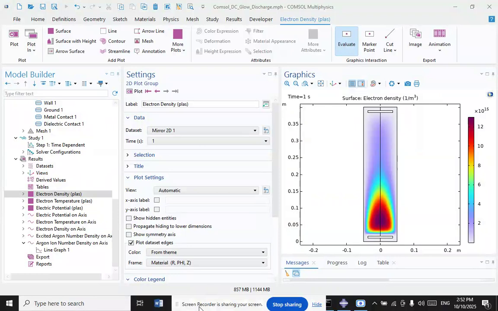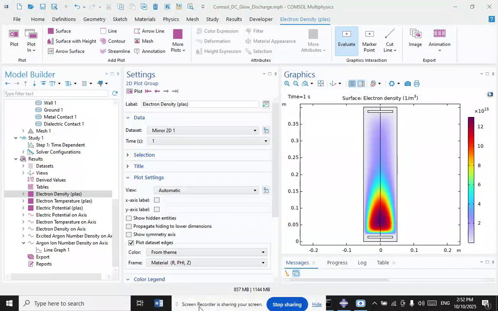Compressing the discharge horizontally will result in fewer regions. The positive column will be compressed while the negative glow will remain the same size. And with small enough gaps, the positive column will disappear altogether. In an analytical glow discharge, the discharge is primarily a negative glow with dark regions above and below it.